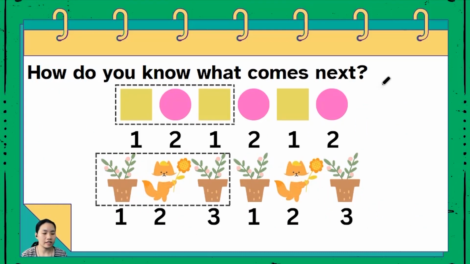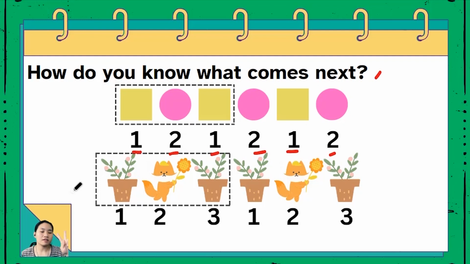So for the last part of the lesson, we're going to have a bit of a review before we end it. Now, here is a little discussion of how do you know what comes next. From what I've taught you so far, right? You can use numbers 1, 2, 1, 2, 1, 2 as a guide or a step-by-step to see where the pattern starts and where it ends.